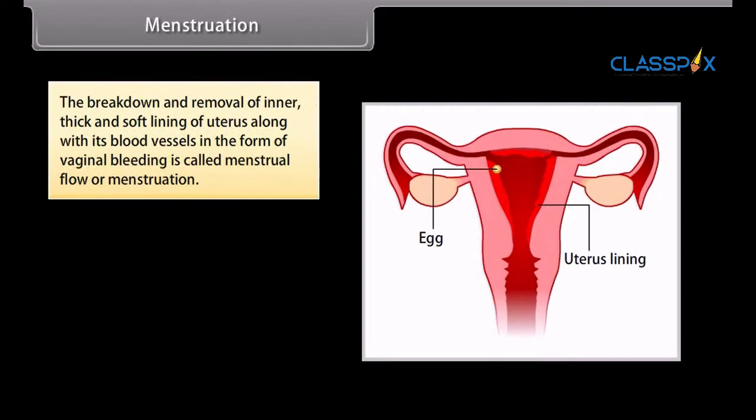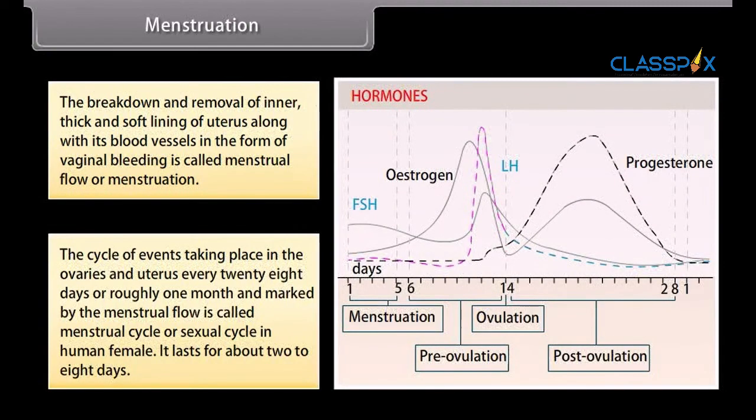Menstruation. The breakdown and removal of inner, thick, and soft lining of a uterus along with its blood vessels in the form of vaginal bleeding is called menstrual flow or menstruation. The cycle of events taking place in the ovaries and uterus every 28 days, or roughly 1 month, and marked by the menstrual flow is called menstrual cycle or sexual cycle in human female. Menstrual flow lasts for about 2 to 8 days.